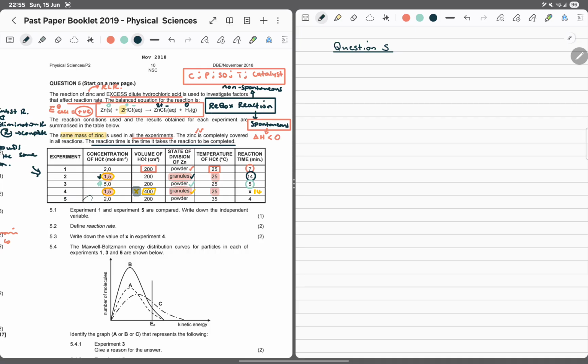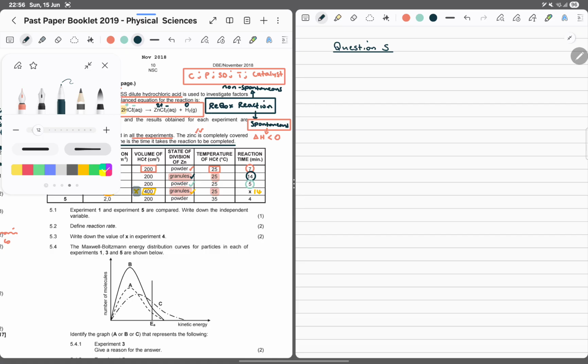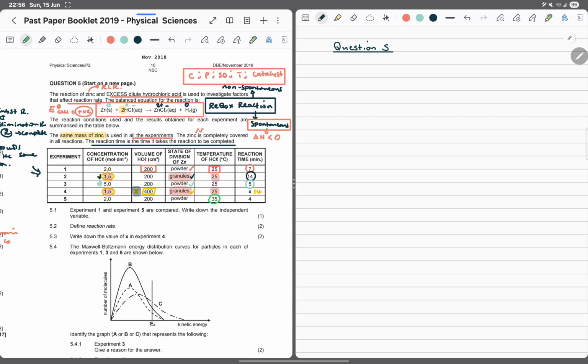And then experiment 5, we've got a concentration of 2 moles per decimeter cubed of HCl, same volume as experiments 1, 2, and 3, and we're using powder, similar to experiment 1. But now what is of significant increase here is the temperature. So we've got a higher temperature at which we are operating. So compared to experiment 1, this is at a higher temperature, and as expected, we expect to have a higher reaction rate because of this higher temperature.